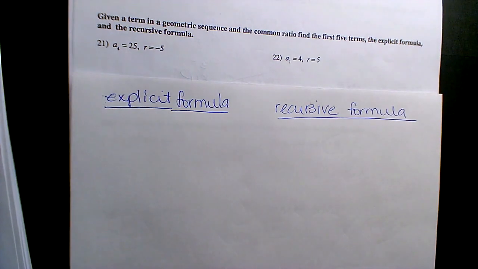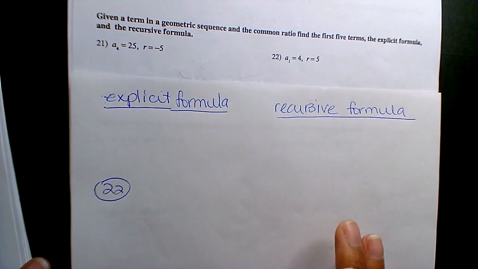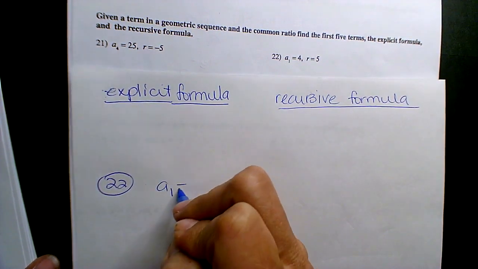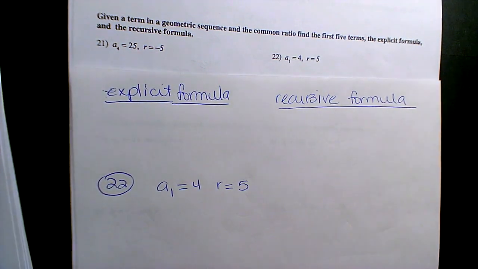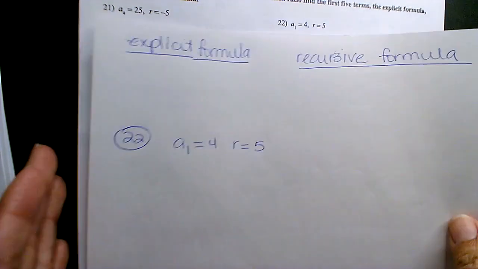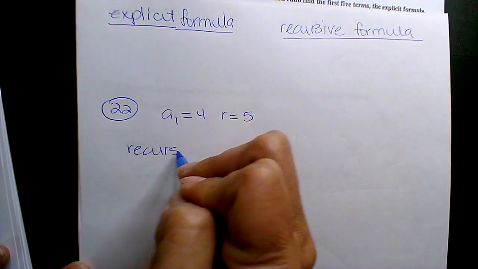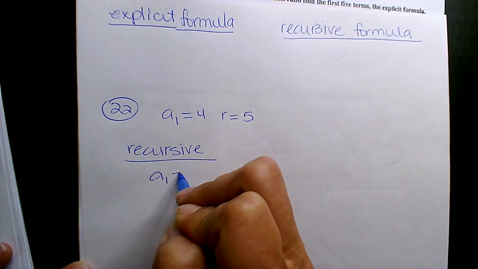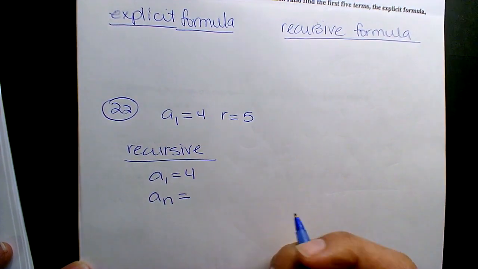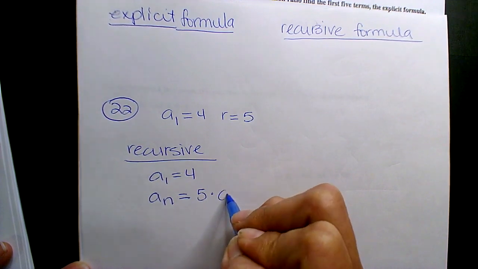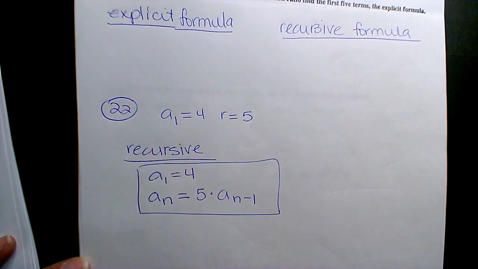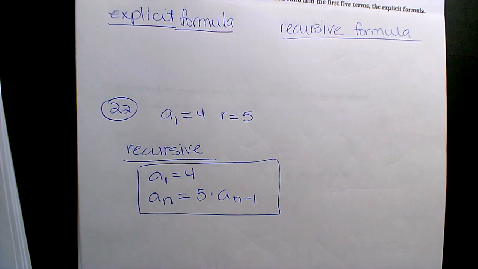All right, so look, for 22, they give me the first term is 4 and the common ratio is 5. If I write recursive first, remember, you write your first term and then your nth term, and it's your common ratio times your prior term. That is it for recursive. For the 3x5 card, you want to make sure you write information like 22, and then you write what recursive is, and then you write what explicit is.